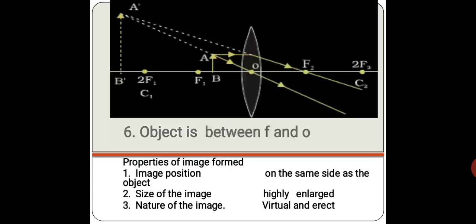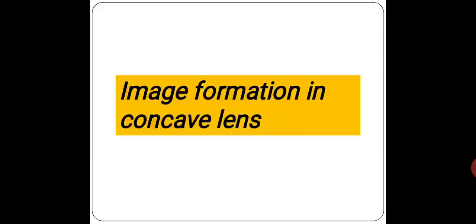So these are the various positions of the objects kept in front of a convex lens and the various positions where the images are formed. So mostly in front of a convex lens, if you place an object, most of the times the image is real and inverted, except the last condition, that is when you bring it close to the convex lens, you get a virtual and erect image. Next, let us see the image formation in concave lens.